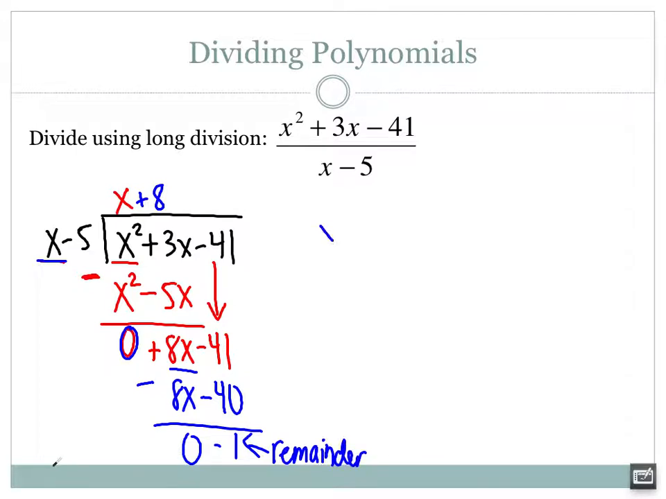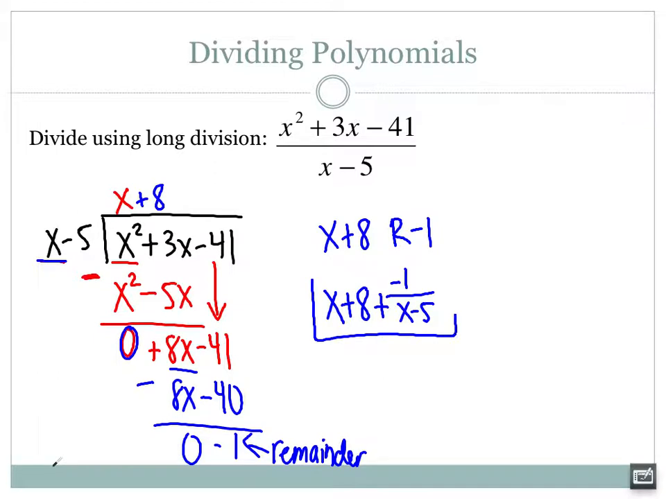So I say my answer is x add 8 with a remainder of negative 1. Remember, we don't generally leave that remainder like that. So this is x add 8. Our remainder is negative 1, and we couldn't divide that by x subtract 5. So this is my final answer.